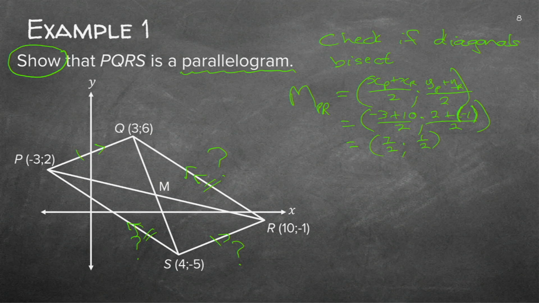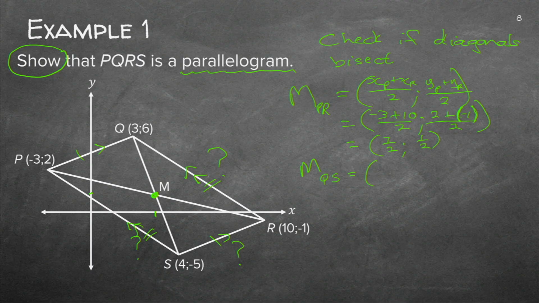Let's just check our sketch and see if it's possible. 7 over 2 is actually 3.5. 3.5 and a half, that point M. That looks possible for this line. It looks like it could be 3.5 here, and it could be a half there. Good. Now I must also find the midpoint of line QS.